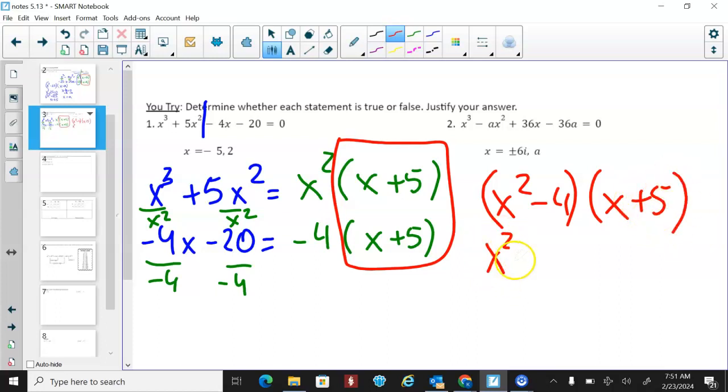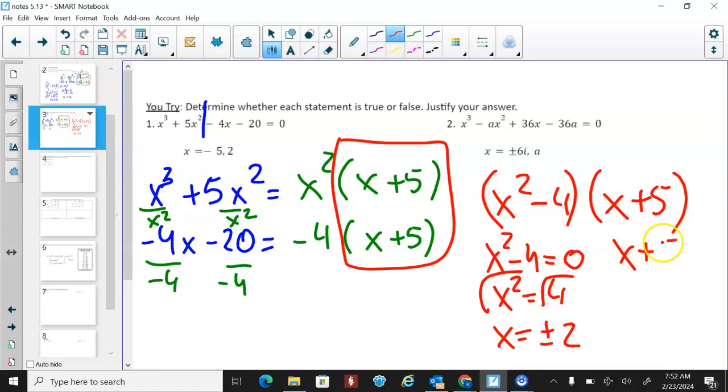So x squared minus 4 equals 0. X squared, moving the 4 to the other side, equals 4. Square rooting, x equals plus or minus 2. And then x plus 5 equals 0. X will equal negative 5. So this is a true statement.